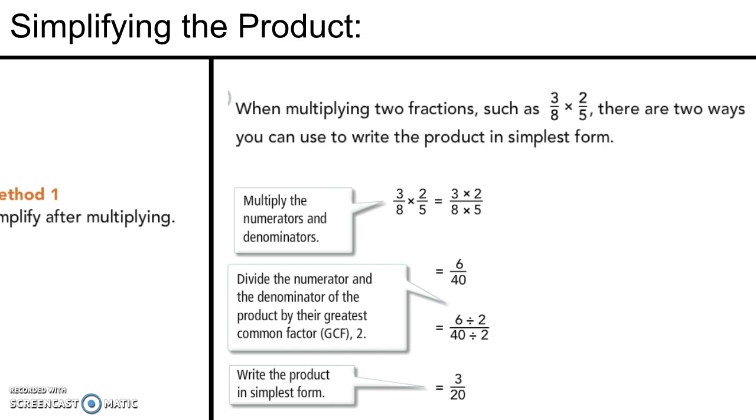So 3 times 2 is 6, 8 times 5 is 40. The greatest common factor of those 2 numbers is 2. And then you simplify your final answer to be 3 over 20.